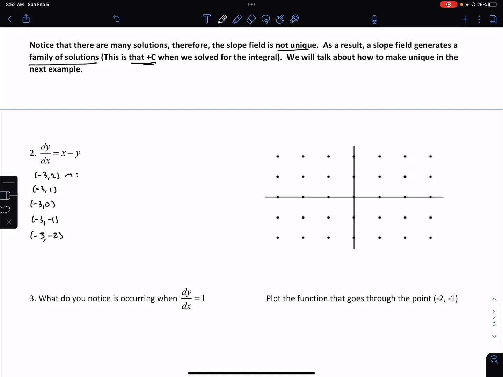So at negative 3, 2, I'm going to plug them in here. X is negative 3, my y is 2. This just becomes negative 3 minus 2, which is a negative 5. And that's pretty darn steep right there. There it is. Negative 3, 1. My slope is going to be negative 3 minus 1, and that's negative 4. And right away, I got kind of my pattern right here.